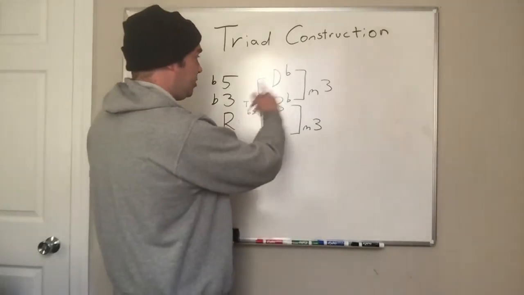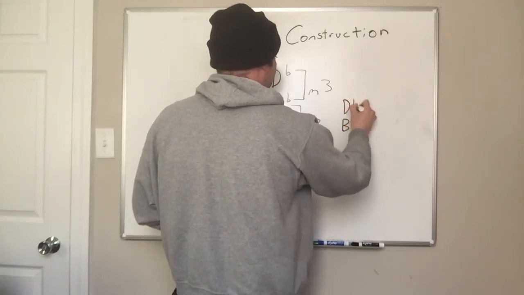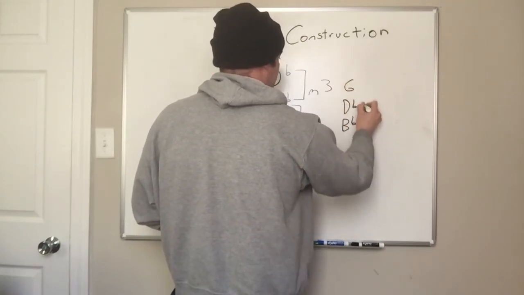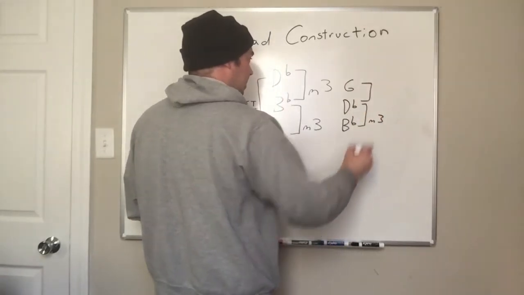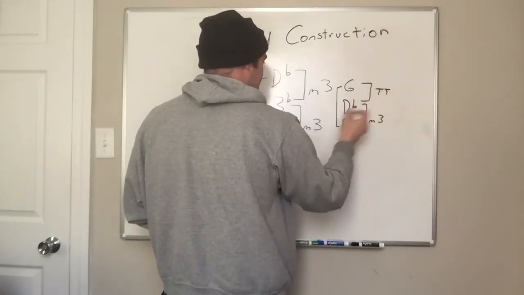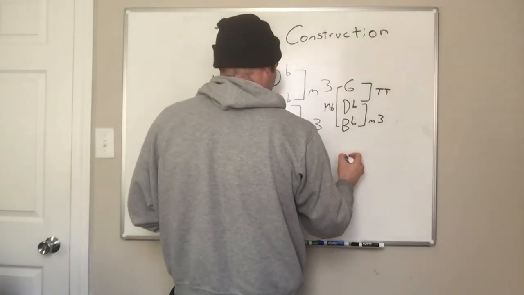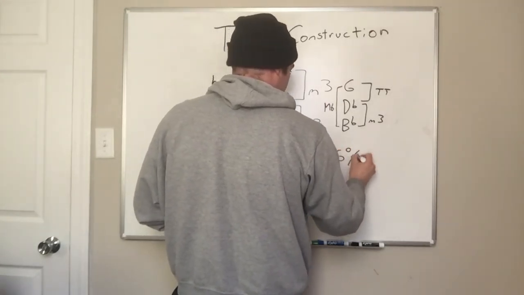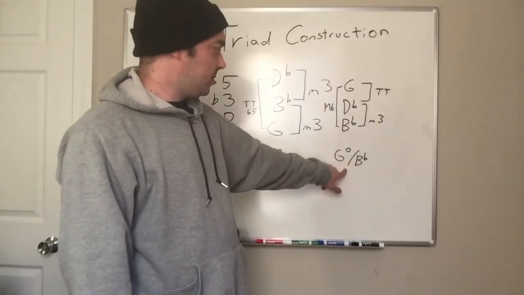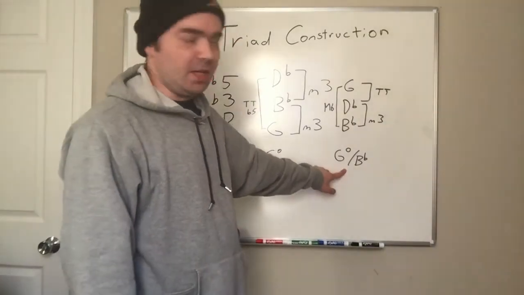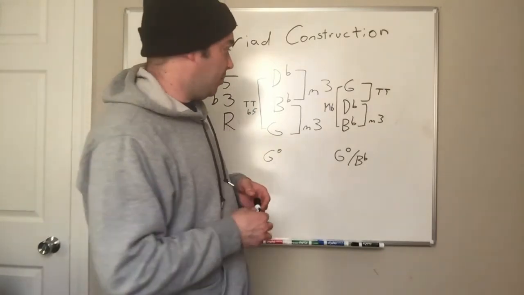So now bringing G up to the top, we have B flat, D flat, G. Here's your minor third. Here's your tritone. B flat to G is a major 6th. Now, the diminished chord is most often found in first inversion. It just works better as a predominant chord, and so most oftentimes you'll see it in first inversion.